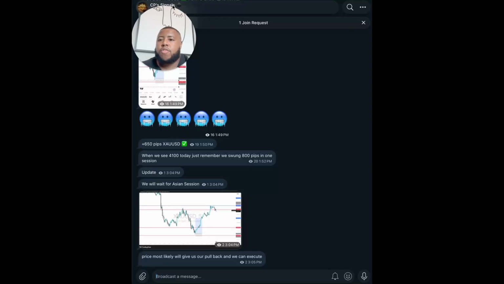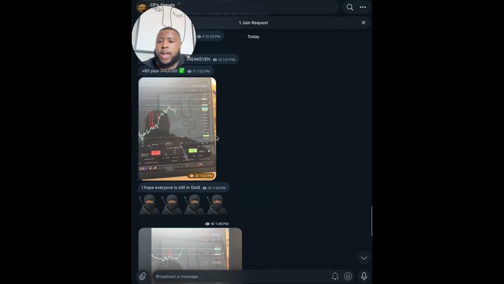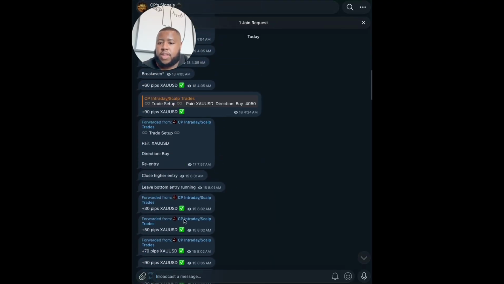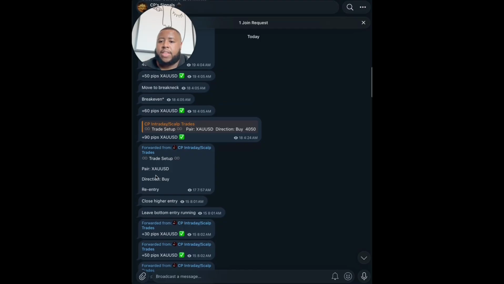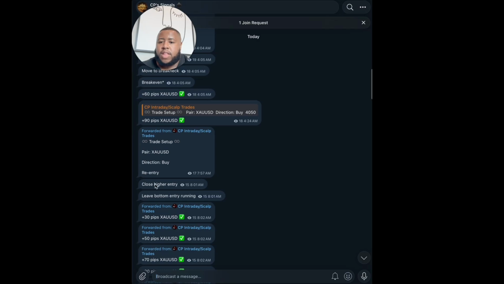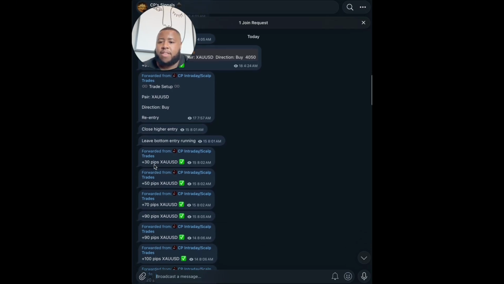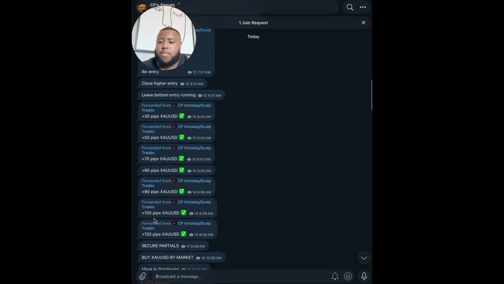So now I'm going to show you from one of our groups, our signals, which is our gold room, what it kind of looks like when I'm sending out a trade, right? Or someone on the team. Sometimes the trade will come from the Intraday Scalp Community, and it'll look like this. Hey guys, XAU is a pair, direction buy if it's a re-entry trade. Okay, once it's in, boom, close higher entry, leave bottom entry. We'll give you updates once it's 30 pips in profit, 50 pips, 70 pips, right? 100 pips.